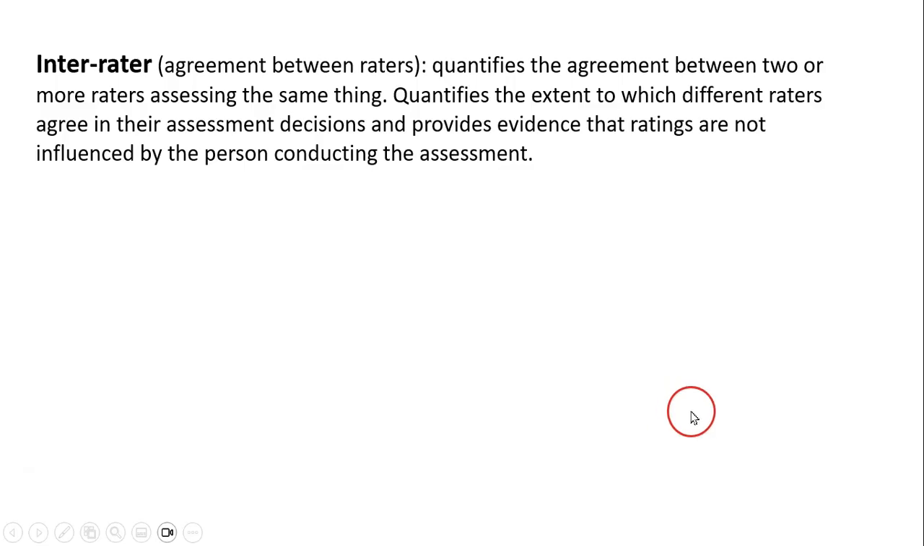Inter-rater. This is agreement between different raters. Quantifies the agreement between two or more raters assessing the same thing. Quantifies the extent to which different raters agree in their assessment decisions and provides evidence that ratings are not influenced by the person conducting the assessment.